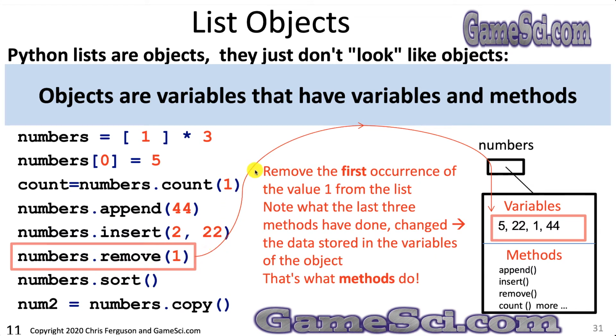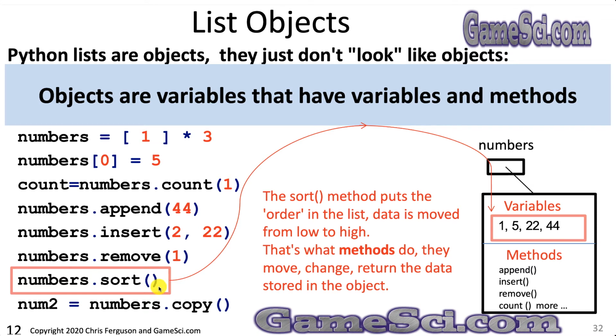numbers.remove(1). Again, follow the arrow, go to the numbers reference, the dot says go inside of it, and execute the remove method. Remove the first occurrence of the value 1 from the list. Note that the last three methods we have executed change this data. We appended a 44, we inserted a 22, we removed a 1. That's what methods do. They change the data stored in the object or access the data stored in the object. Count up here just accessed information stored in the object. Append, insert, and remove actually alter the data stored in the object.